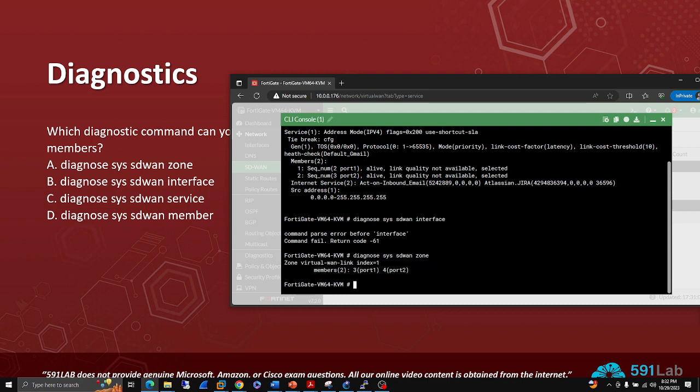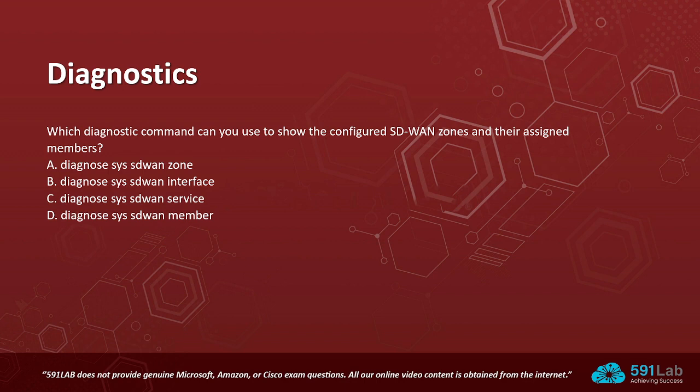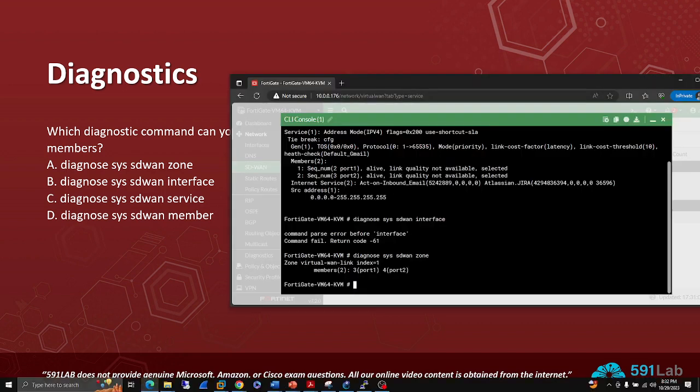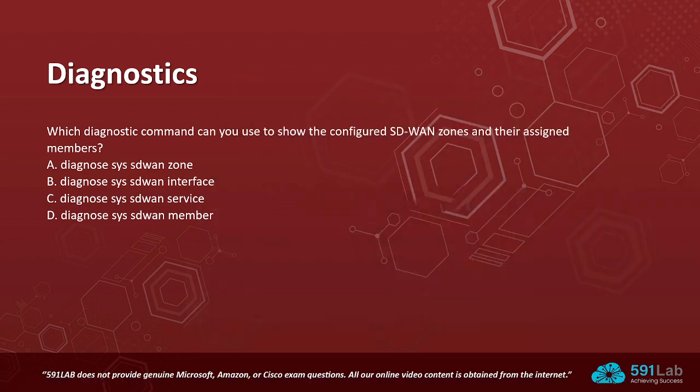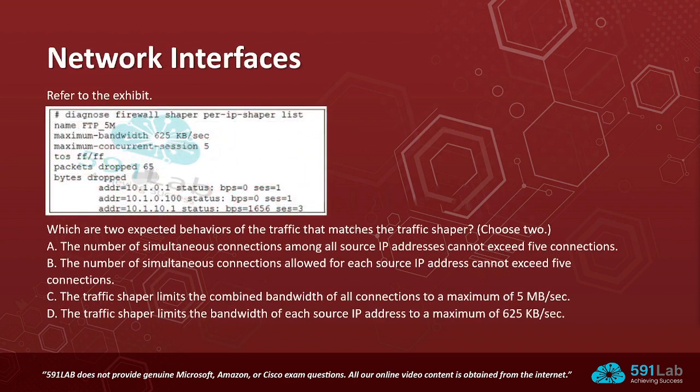And let's take a look back at the question. This question talks about the configuration. It wants to see the configured SD-WAN zones and the assigned members. So as we saw before, the command that shows us that configuration is diagnose sys sdwan zone. So this one is the correct answer. And let's take a look. Yes, we are correct. So let's move to the next one.